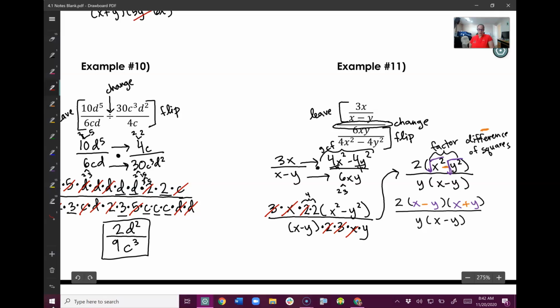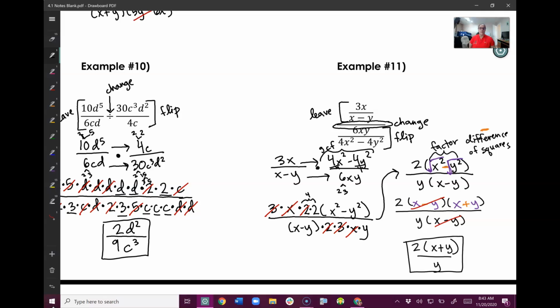And now that we factored that, we have glue terms that will cancel. So that's why we needed to do that. So what we're really left with is that. And that's our answer.